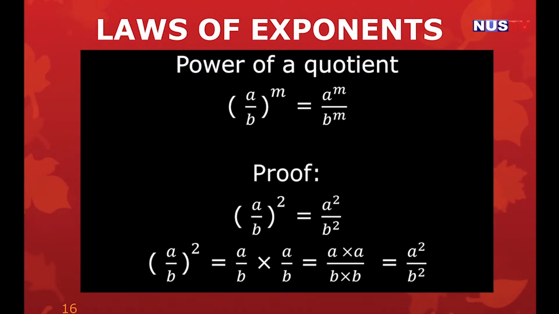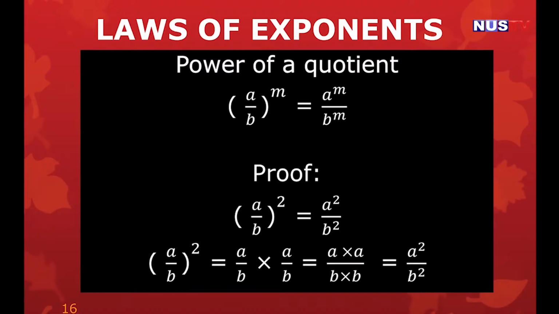Let's have a look at our next law of exponent. It's called power of a quotient, just like we did for multiplication. So if you have a fraction a over b, and outside the bracket is a power m, it's the same as having a to the power of m divided by b to the power of m. Now, the power applies to a and b, the same power as the bracket. For example, for the proof, a over b to the power of 2 is the same as a to the power of 2 divided by b to the power of 2.